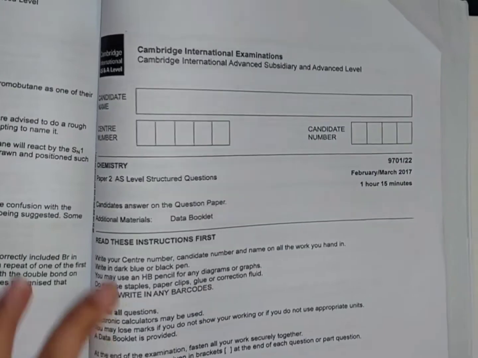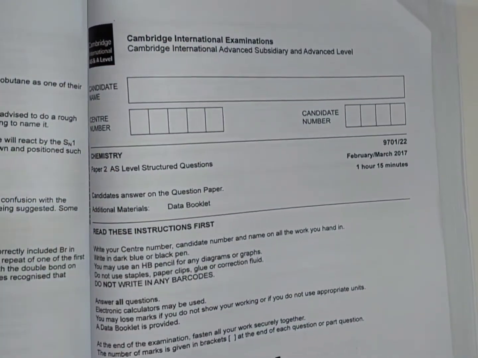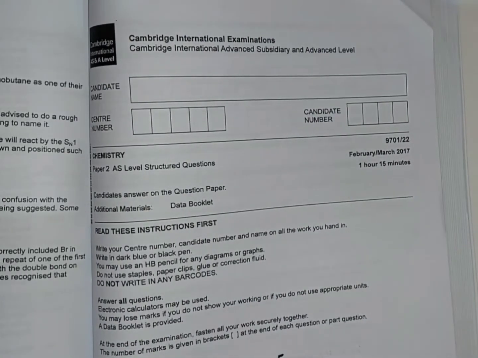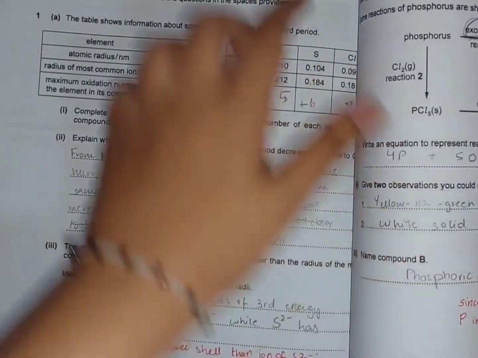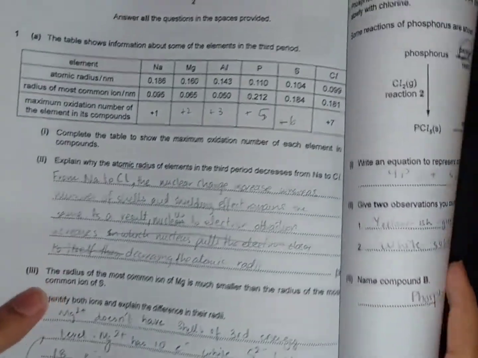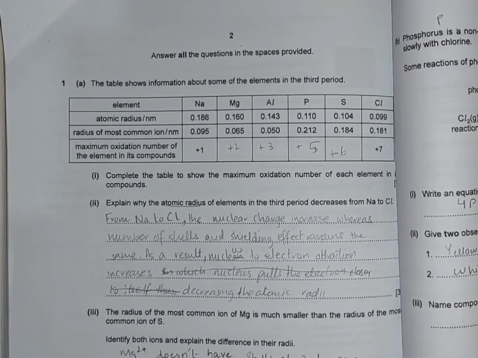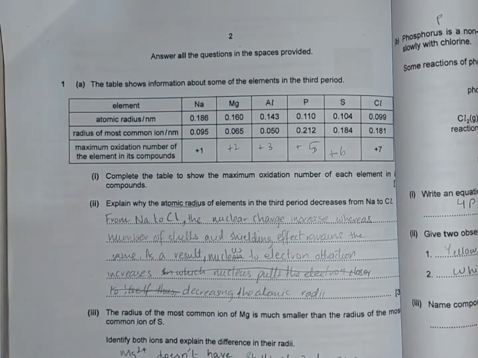Hi, today we are going to be solving Chemistry 9701, paper 22 of February-March 2017. So question 1, the table shows some information about the elements in the third period.